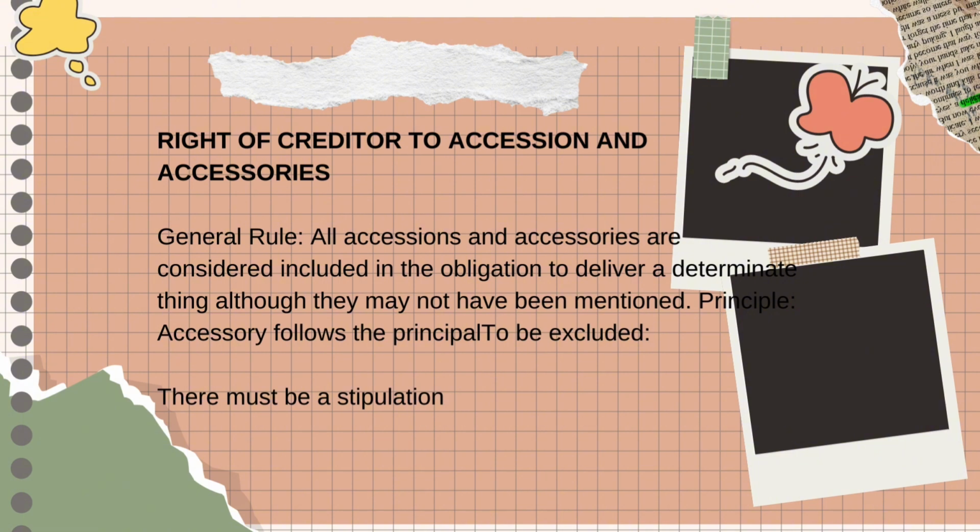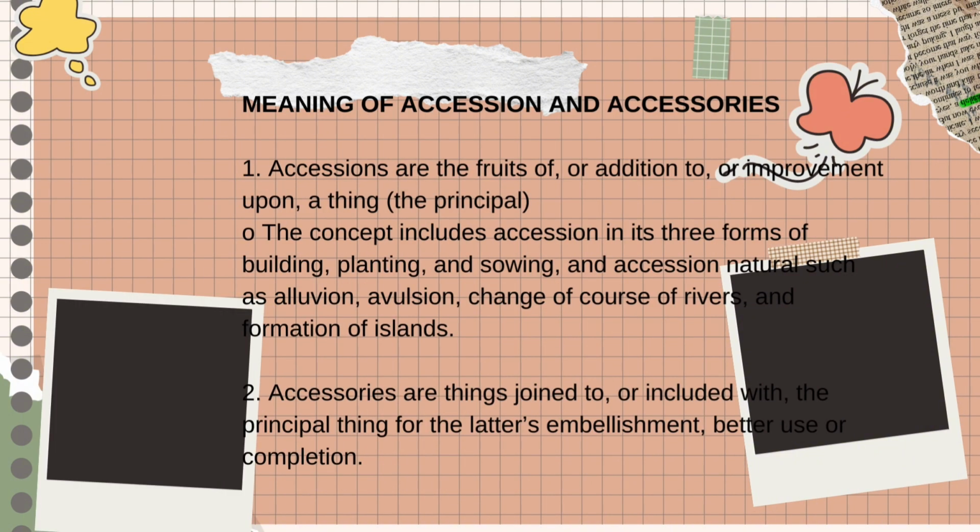What is the meaning now of accession and accessories? Accession are the fruits of, or additions to, or improvements upon a thing. The principal, and the improvements. That's accession. The concept includes accession in these three forms of building, planting, and sowing. The accession natural, such as alluvium, avulsion, change of course of river, and formation of land. Accessory are things joined to or included with the principal thing, for the latter's perfection, use or completion.